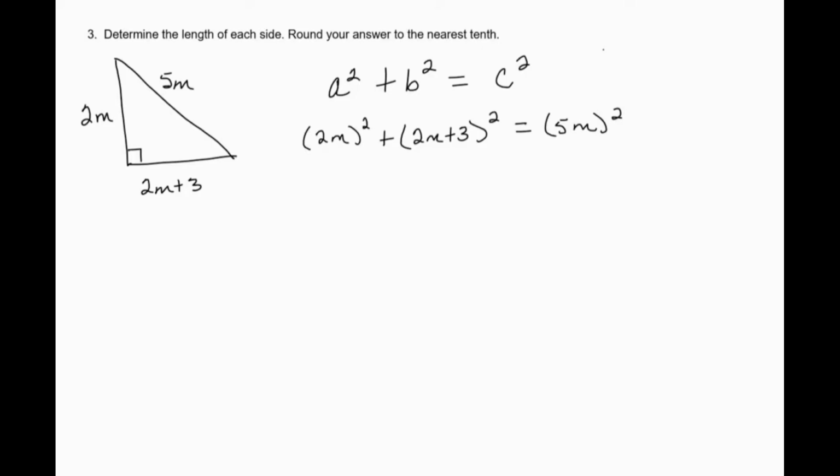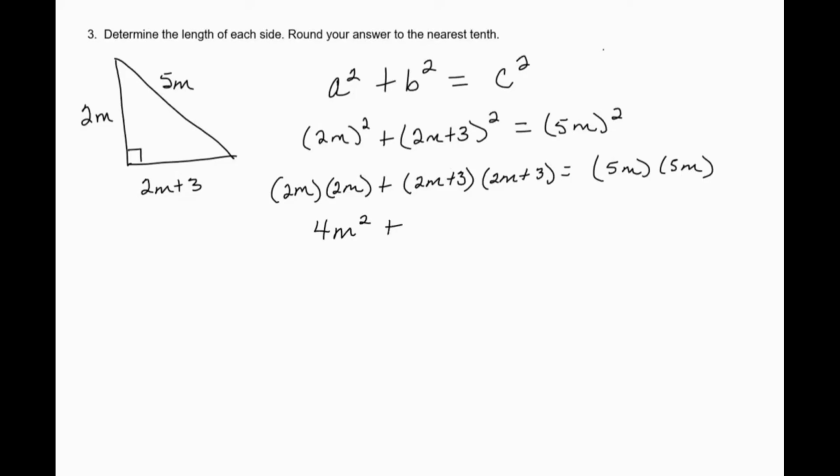Okay, so from here, there's a couple of things that I can do. I could write this out. I could use the power rule. I'm going to write this out as 2m times 2m. I'm going to write this as (2m plus 3) times (2m plus 3). The common mistake that students make on these type of problems is not multiplying this out correctly. It's careless mistakes like that that seem to come up and grab you on a test.